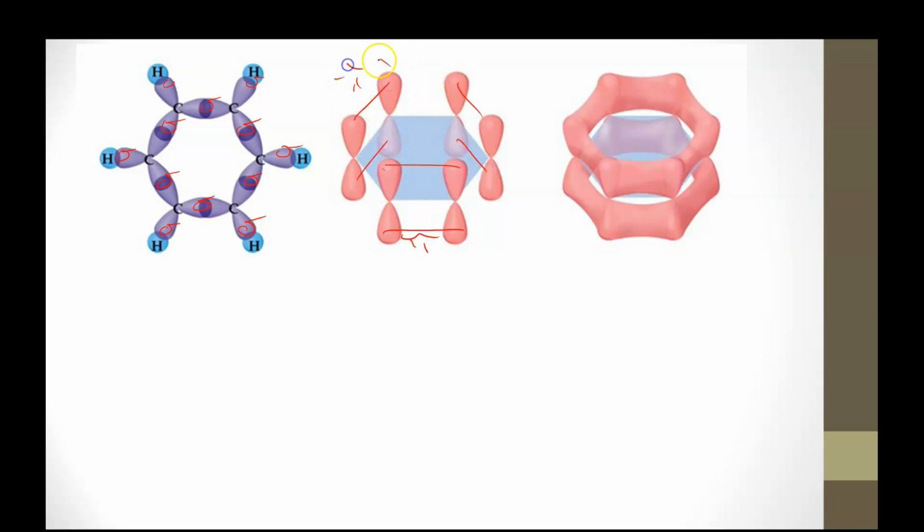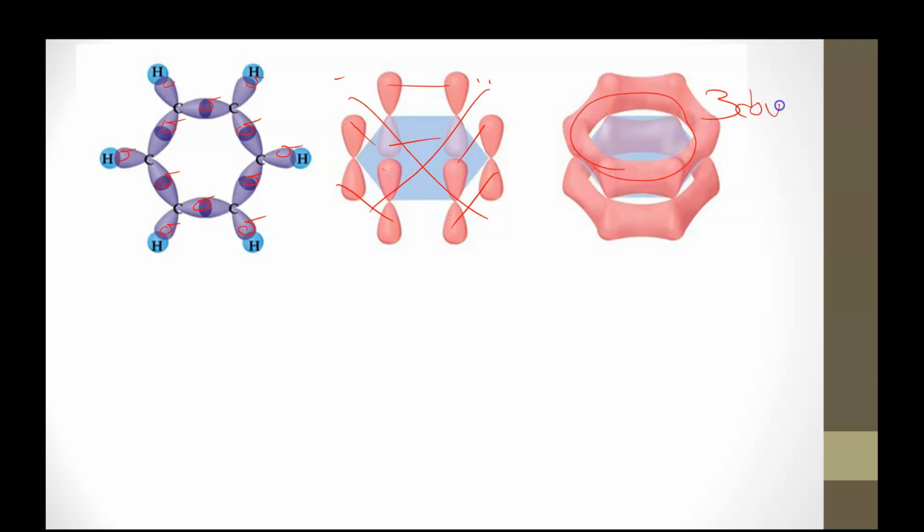Right there, and right there, and right there. But they don't have to form them where I've drawn them. They could have formed them here, here, here, here, here, and here. That's why they draw it this way. It's not like it's stuck in between any two atoms. It is spread out.